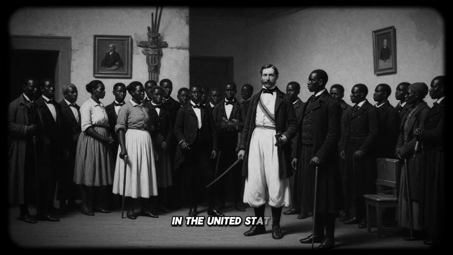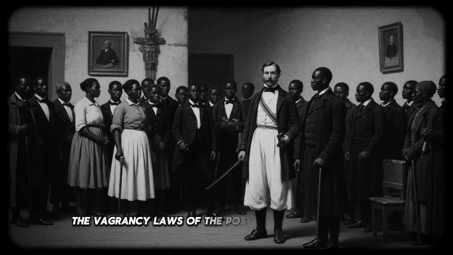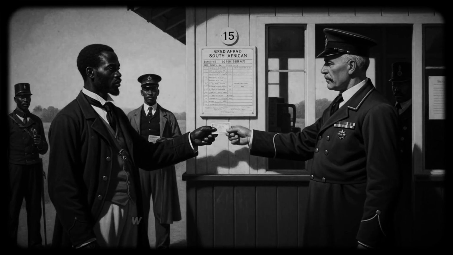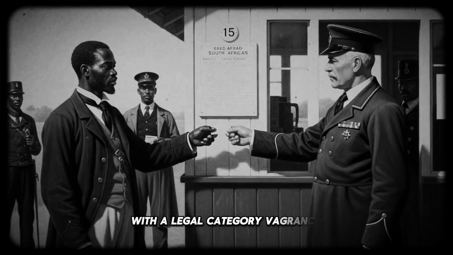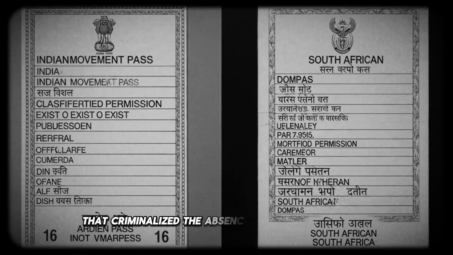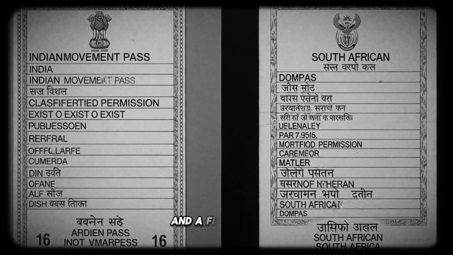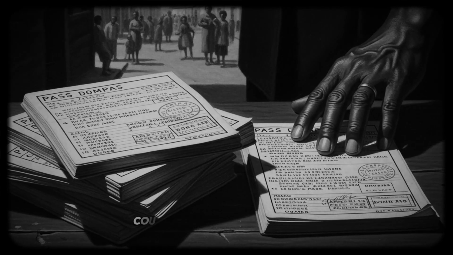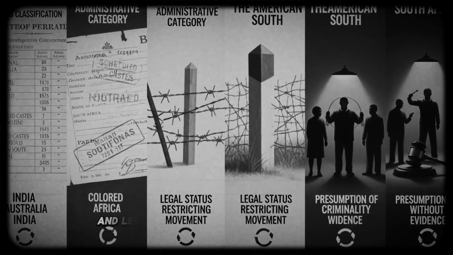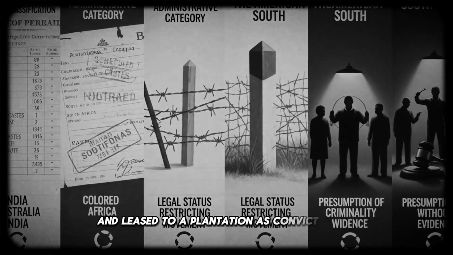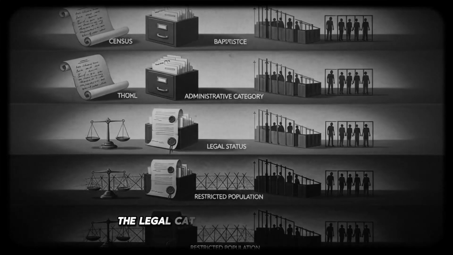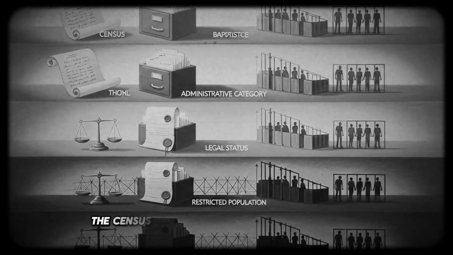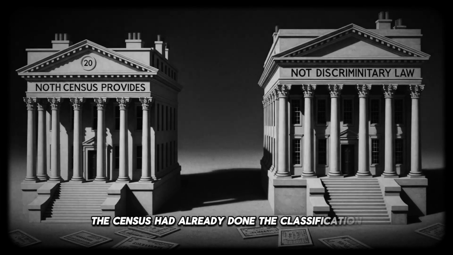In the United States, the vagrancy laws of the post-Reconstruction South targeted formerly enslaved people with a legal category, vagrancy, that criminalized the absence of fixed employment and a fixed address. A black man without a documented employer could be arrested for vagrancy and leased to a plantation as convict labor. The legal category did not name race. It did not need to. The census had already done the classification.